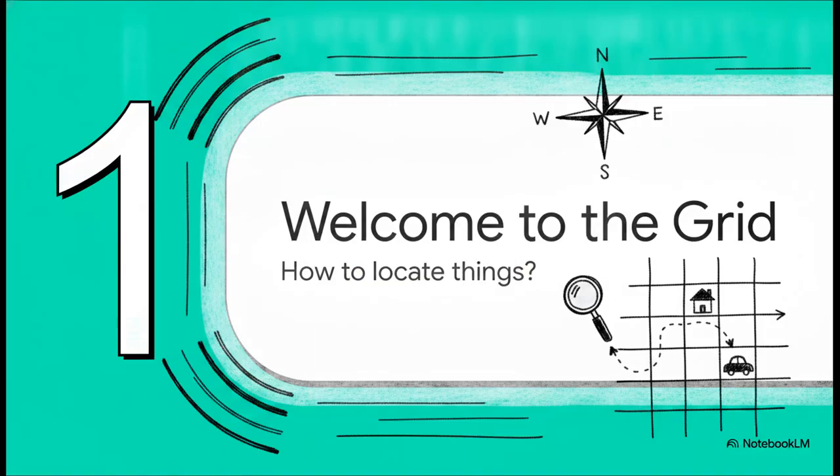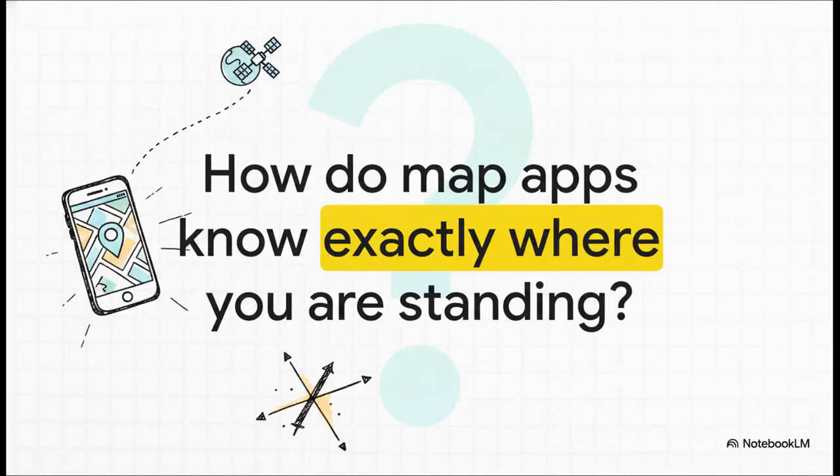Welcome to the grid. How do we locate things? Let's kick things off with a question. Have you ever actually wondered how a map app on your phone knows exactly where you're standing? Whether you're hunting for the nearest coffee shop or scientists are launching a satellite into orbit, they aren't just guessing locations. They rely on a highly structured framework of numbers.